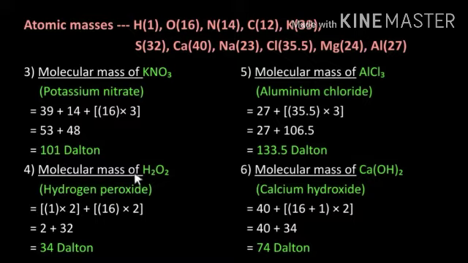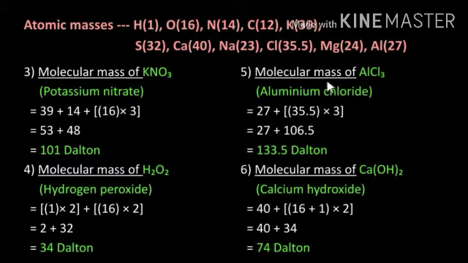Now, next is molecular mass of H2O2, that is of hydrogen peroxide. Here, atomic mass of hydrogen is 1, but 2 atoms are taken, therefore 1 is multiplied by 2, plus atomic mass of oxygen, that is 16, but this is for 2 times, therefore 16 into 2. Therefore 2 into 1 is equal to 2, and 16 into 2 is equal to 32. Therefore 2 plus 32 will be equal to 34 Dalton.